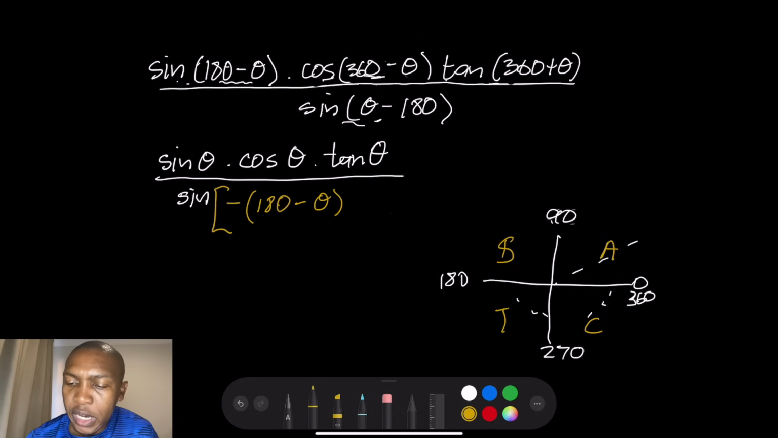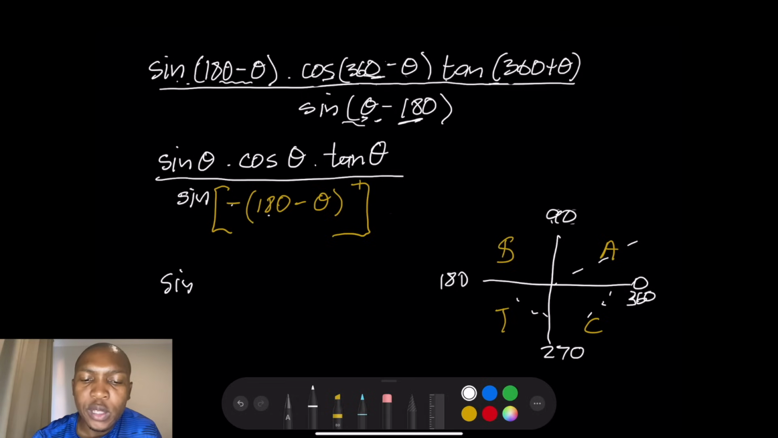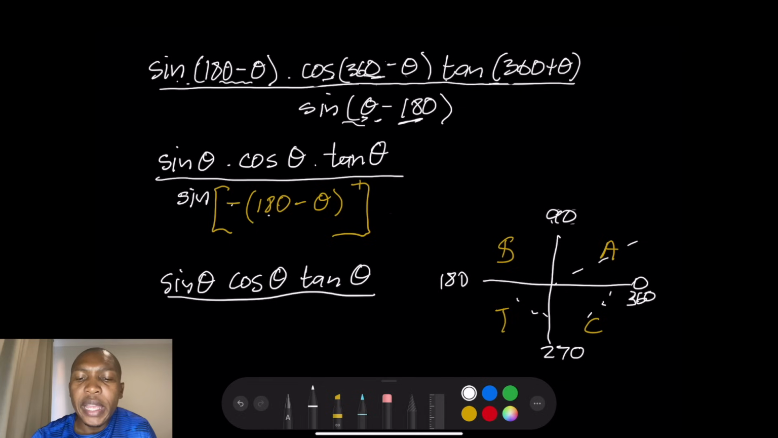Okay, so I'm changing it around. I wanted to write this in a different way. So this would be the same. I haven't changed anything, because negative times a positive 180 would still give me minus 180, and negative times a negative theta would still give me positive theta. So I haven't changed anything about that. Okay, so the top remains as is. So that's going to be the sine of theta, the cos of theta, and the tan of theta divided by. Now I've got a negative angle inside of here. Whenever we've got a negative angle, just simply add 360.